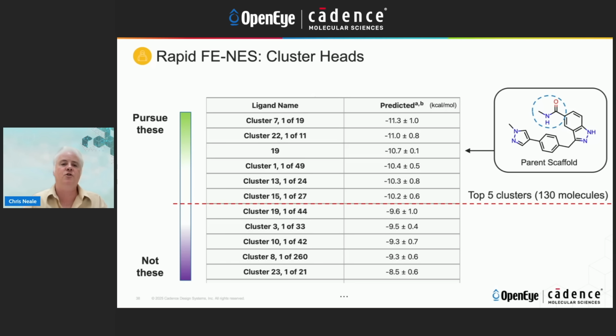So here's the results of that first round. Ligand 19 is the parent scaffold. I found 2 molecules that were predicted to bind more strongly, 3 molecules that were predicted to bind more weakly, but within uncertainty. So I took all of the members of those 5 clusters into my next round of rapid FE-NES, and that's 130 molecules.